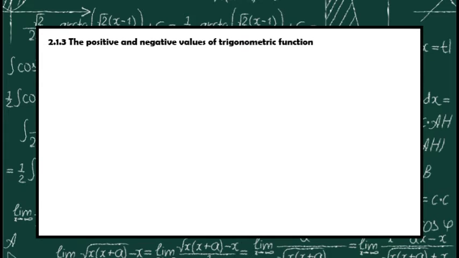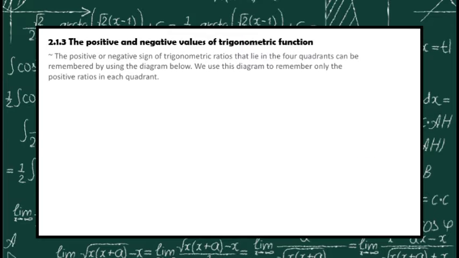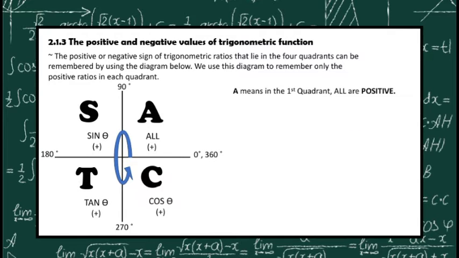2.1.3 The positive and negative values of trigonometric functions. First of all, the positive or negative sign of trigonometric ratios in the 4 quadrants can be remembered by using the diagram below. We use this diagram to remember only the positive ratios in each quadrant. A means in the first quadrant all are positive.